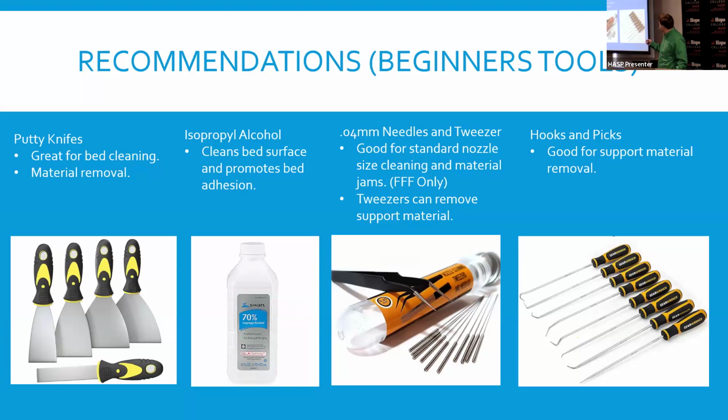0.04 millimeter needles and tweezers. These are good for cleaning out your nozzle tips. So when you're extruding the material through, your gear pump grabs it, pushes it through that heated nozzle. This pushes out any material that's left out of there. And this is just great for getting material jams out. I've used these before. Hooks and picks. If you guys look here, you can see some of the support material has been taken off. That's what I used to get that off.